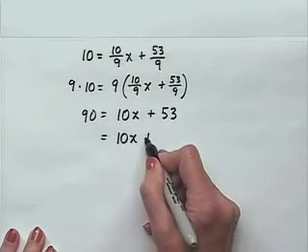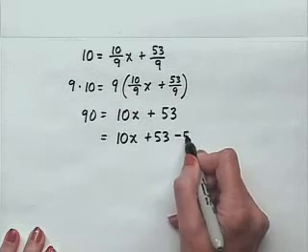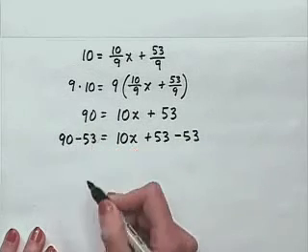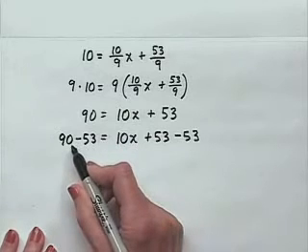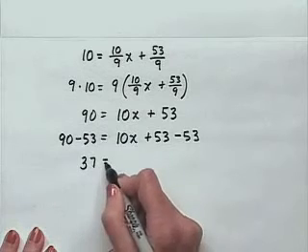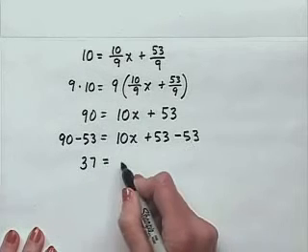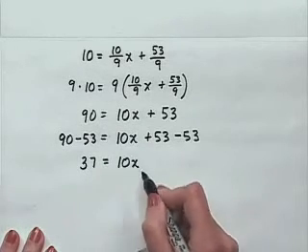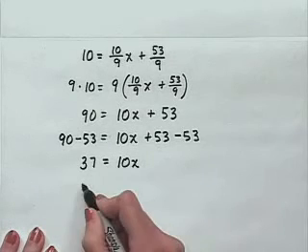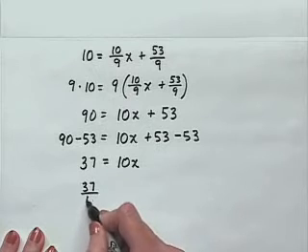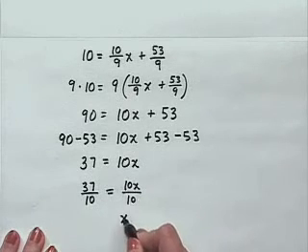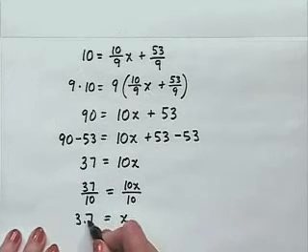So we'll have 10x plus 53. We'll subtract 53 on the right and subtract 53 on the left. When we subtract 53 from 90, we end up with a value of 37. Subtract 53 on the right, we are left with our 10x. And now divide 37 and 10x by 10 in order to get our solution. X is equal to 3.7.